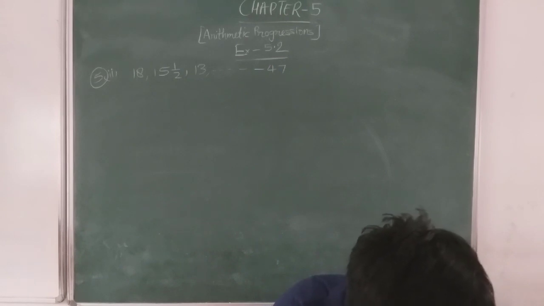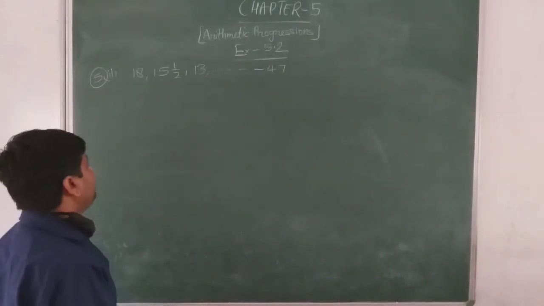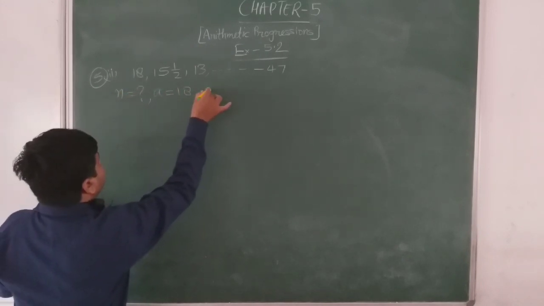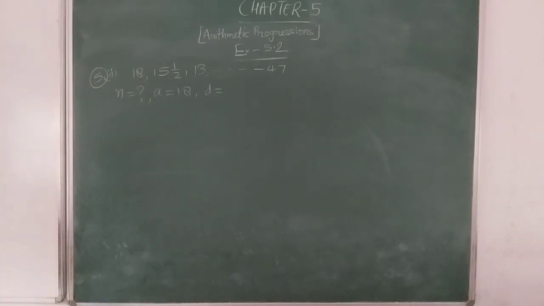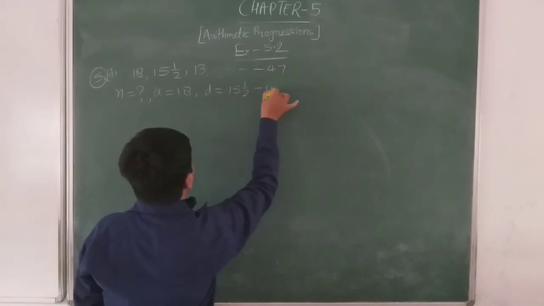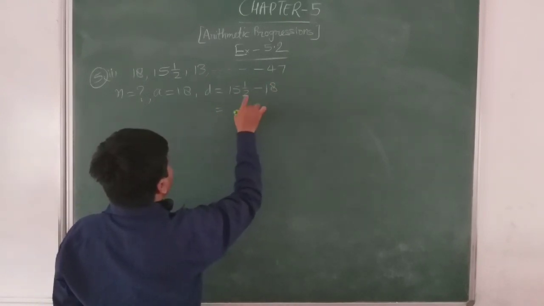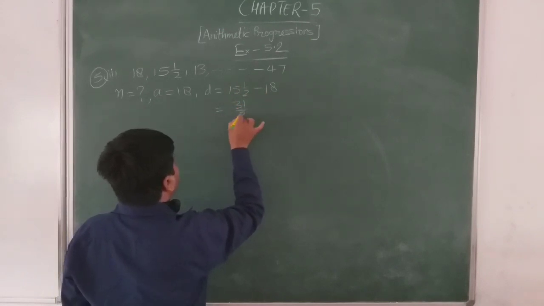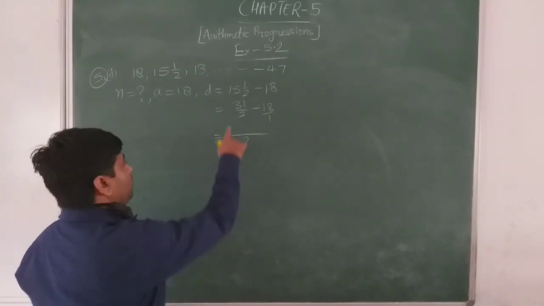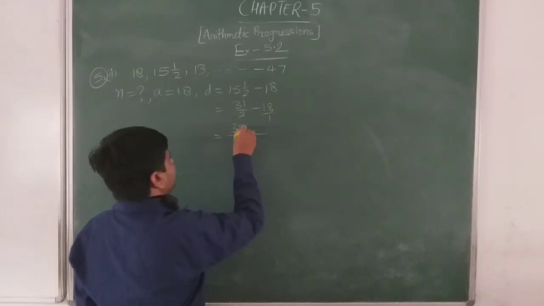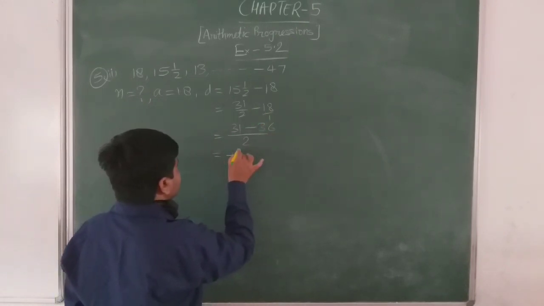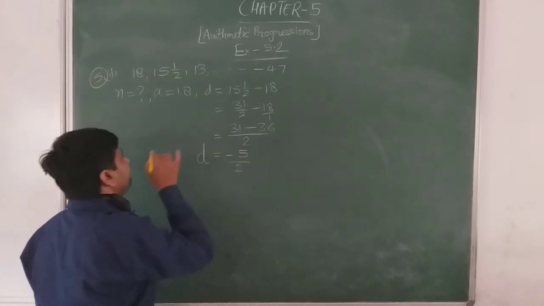Question I am reading. Find the number of terms in each of the following APs, means we have to find n. First term a, n we have to find. A is given 18. D how we can find? By subtracting first term from second. So a2 minus a1, that is 15 and half minus 18. Now 15 and a half, that means 31 upon 2, minus 18 upon 1. Now taking LCM 2, 1 into 31 that is 31 minus 2 into 18 that is 36. 31 minus 36, so it is -5 upon 2, that is d.